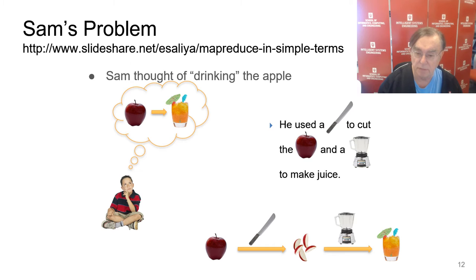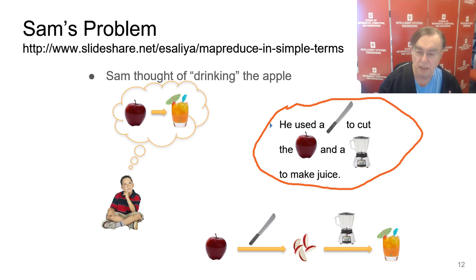And here is the equivalent of the map process, which is cutting the apple, putting it in the blender, and making the juice. This all here is the map, and here there is no reduce, because the reduction is just pouring all the results into the glass. All right.